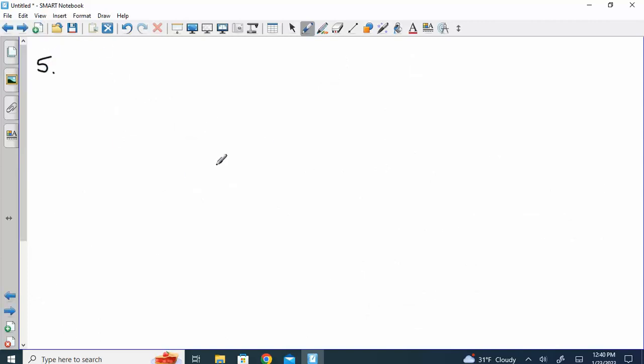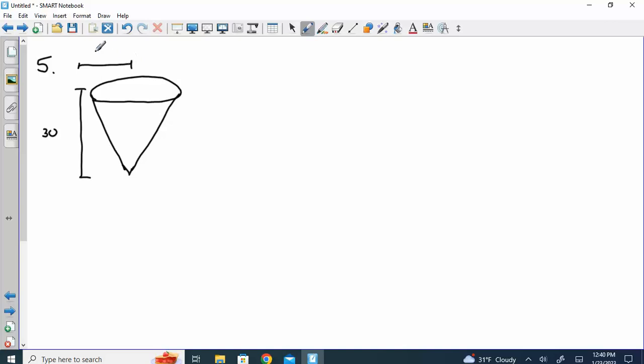So we have a funnel in the shape of an inverted cone. Here's our waffle cone. It is 30 centimeters deep and has a diameter across the top of 20. So the height of this thing is 30. The diameter all the way across is 20, so that means the radius is 10. Now that's for the entire cone itself.